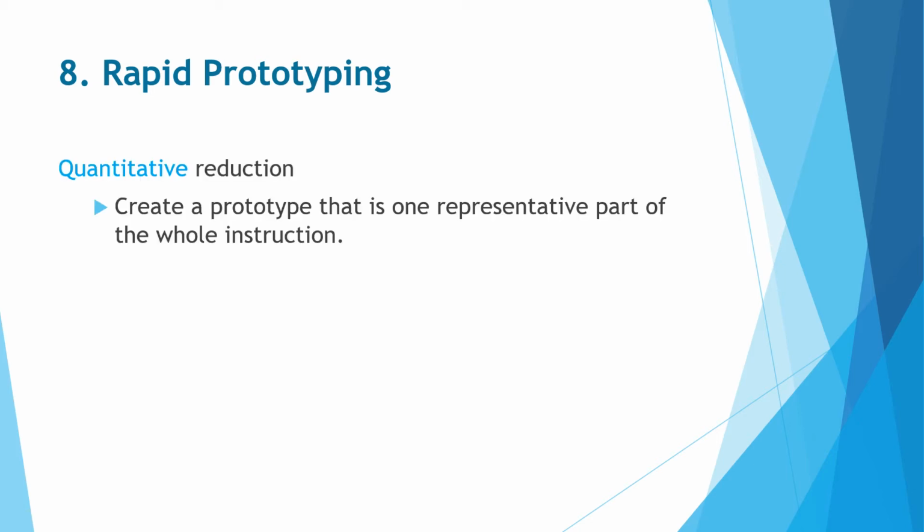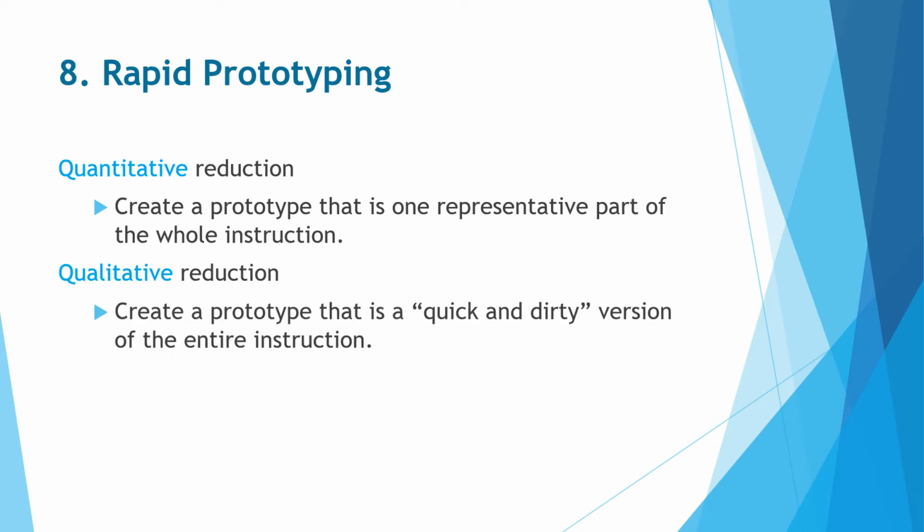Quantitative reduction involves creating a prototype that is one representative part among all the parts of the instruction, whereas qualitative reduction entails creating a prototype that is a quick and dirty version of the entire instruction. Of course, the two approaches can be used together too. Rapid prototyping increases the efficiency of the ID process.